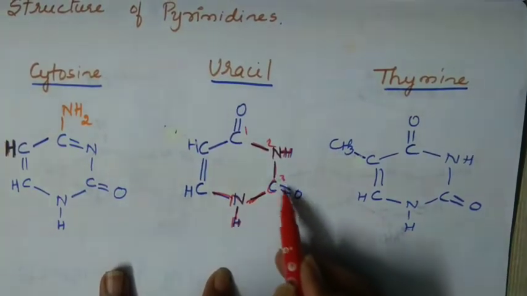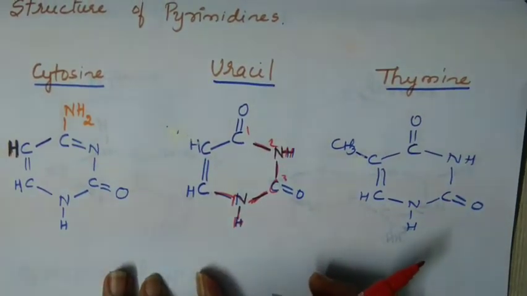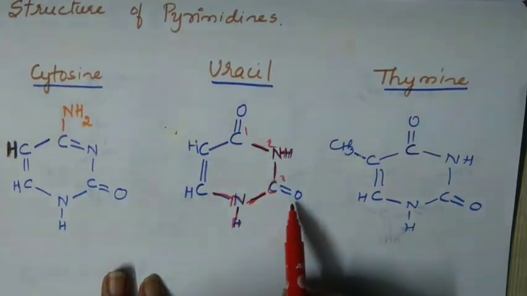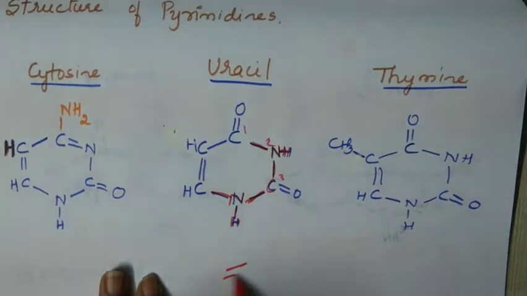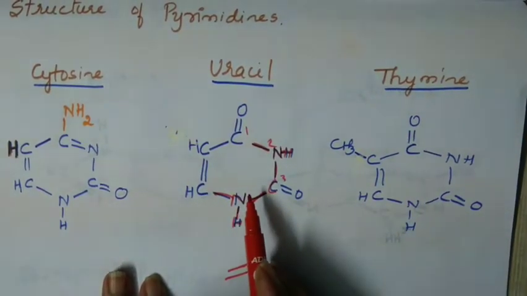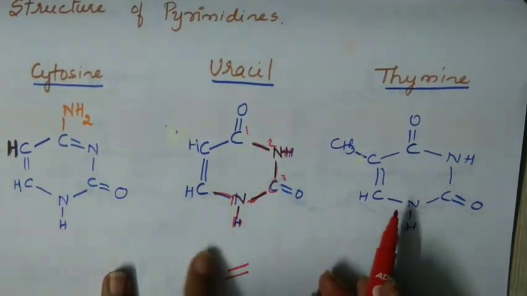4. 1, 2, 3 and 4. So in uracil, on either side of NH, you have C double bond O, C double bond O. You need to practice the structure of uracil. You should be perfect with this. Using this, you can arrive at the structure of cytosine as well as thymine.